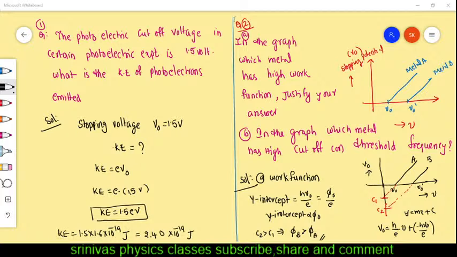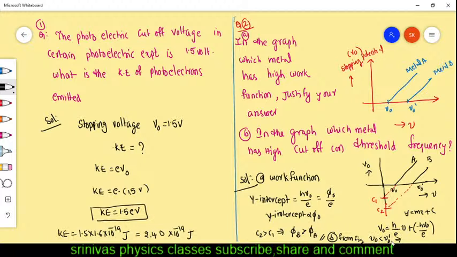No, not understood. Students, have you understood? Answer. Right. From the figure, we can directly write. Do you know this?